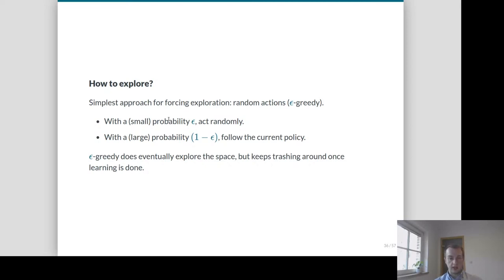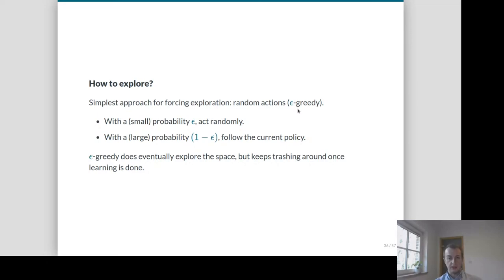For all the other times where you have to take an action, with a large probability equal to the complement of epsilon, so with probability 1 minus epsilon, you would follow the current policy. As long as epsilon is strictly positive, epsilon-greedy, which is the name of this random exploration strategy, will eventually explore the space. So that will work. Eventually you will have collected sufficiently many transitions to correctly estimate the transition and reward functions. Then from there on, you plug them into your MDP and solve it, for example with value iteration that gives you the state values. And from then, you infer the optimal policy with a one-step look-ahead procedure.